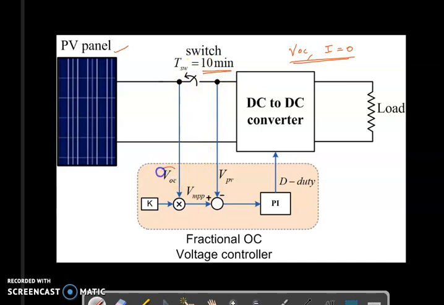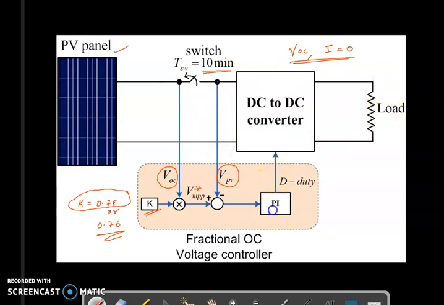So we can use this data, the open circuit voltage, and multiply it with K. K, as we discussed, is 0.78 or 0.76. It's okay, let us take K equal to 0.78. So when we multiply K with VOC, we will get the reference value of VMPP. Whereas VPV represents the voltage across the panel when it is connected to the load.